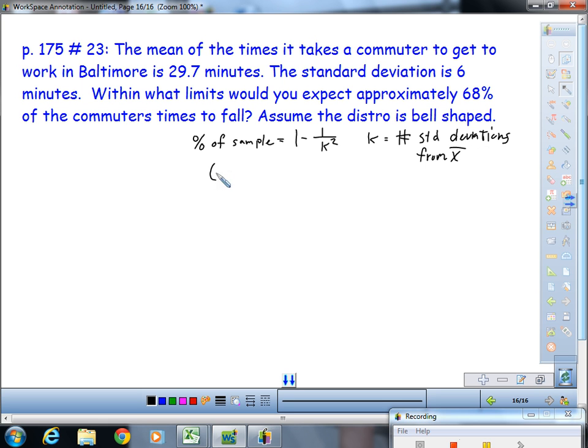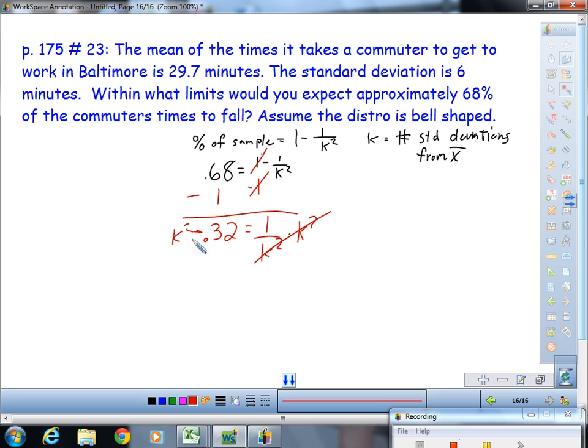So this is kind of some tricky math. 0.68 is 1 minus 1 over k squared. Now we're solving this for k, so get rid of this 1 by subtracting it. So you've got 0.68 minus 1, which is negative 0.32. Multiply both sides by k squared, and you get negative 0.32 k squared is equal to 1. Divide each side, and it is equal to negative 1.